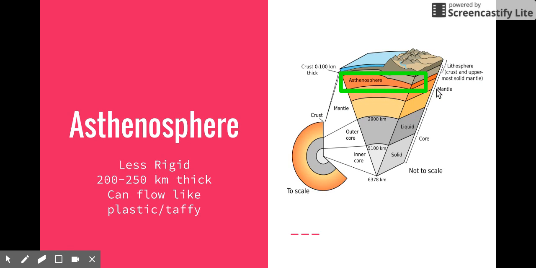Below the lithosphere is the asthenosphere. It is less rigid, meaning it's not as structured. It's about 200 to 250 kilometers thick, and it's said to flow like plastic. I actually like to use the analogy of taffy. If I handed you a piece of taffy and told you to identify it as a solid, liquid, or gas, you would likely identify that as a solid. However, if you attempted to bend or reshape the taffy, you could do that. And so that's what I mean by the asthenosphere can flow or move like plastic or taffy.